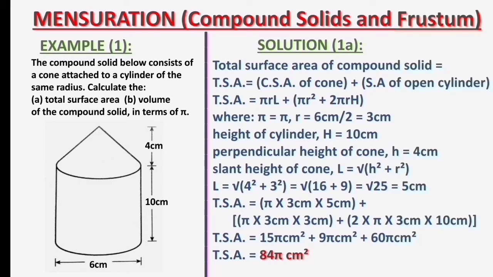Now substituting all these values into your formula for the total surface area of the compound solid and calculating, you are going to get the total surface area of the compound solid as 84 pi centimeter squared.